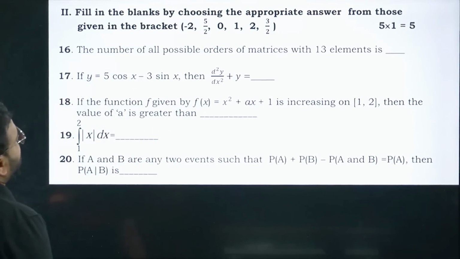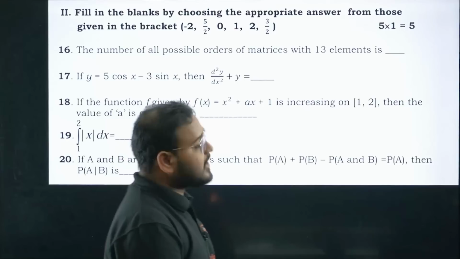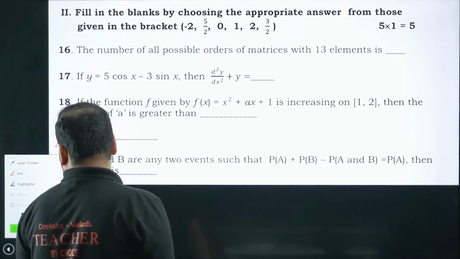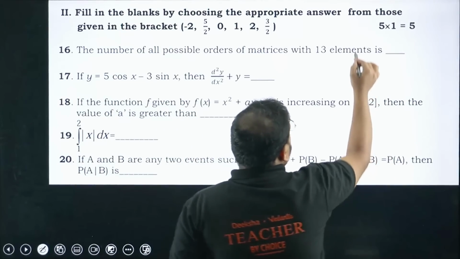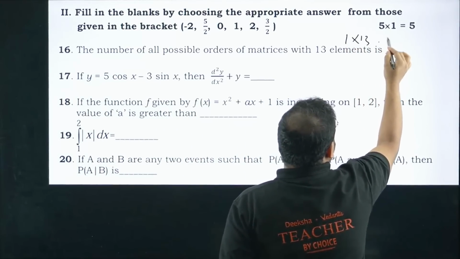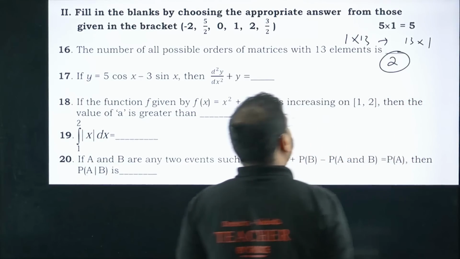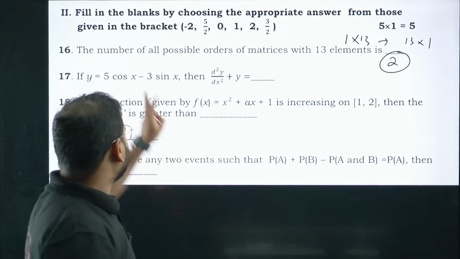The number of all possible orders of the matrix with 13 elements: 1 cross 13 or 13 cross 1. Right? Please check. We have only two combinations over here, either 1 cross 13 or 13 cross 1. We have two such orders. Answer is 2, sir. For the first one, answer is 2.